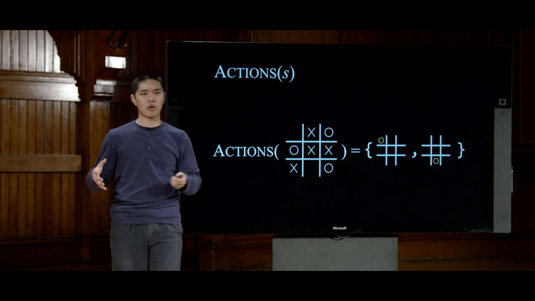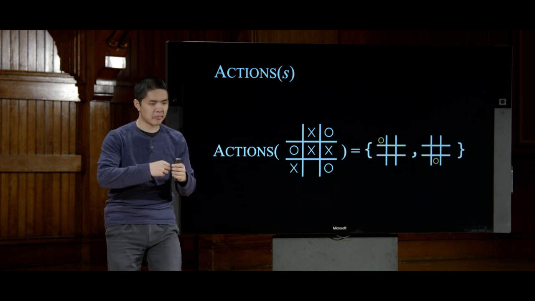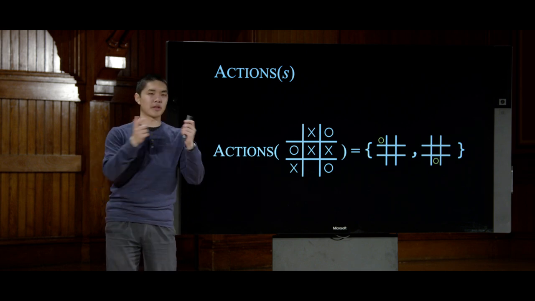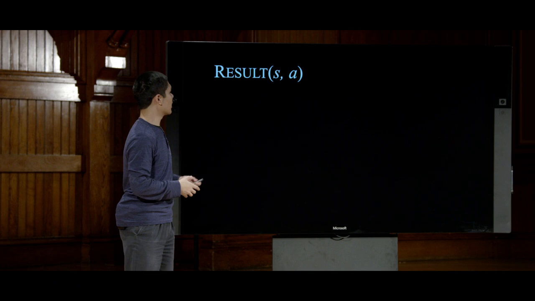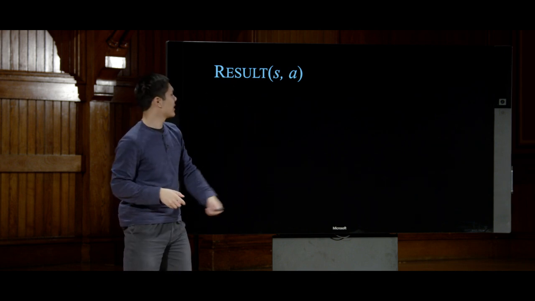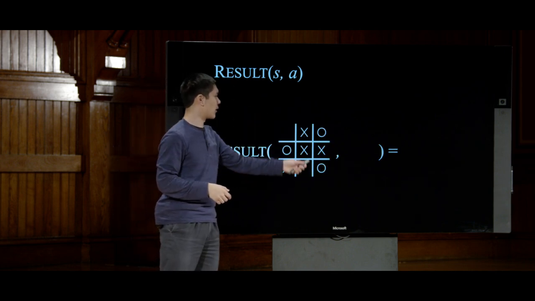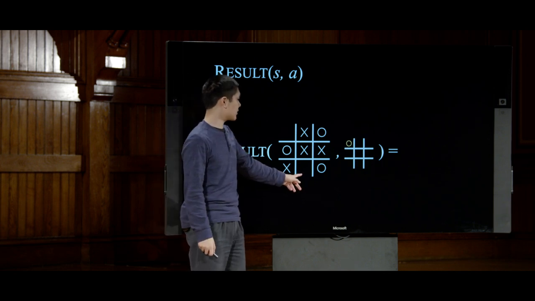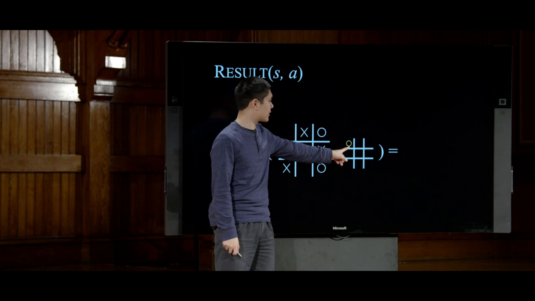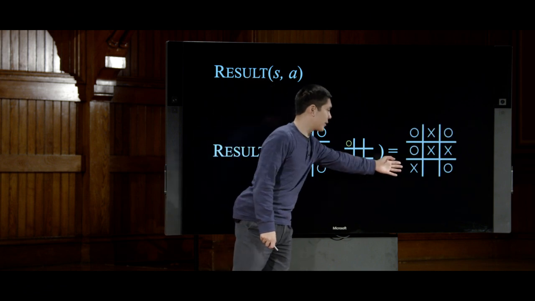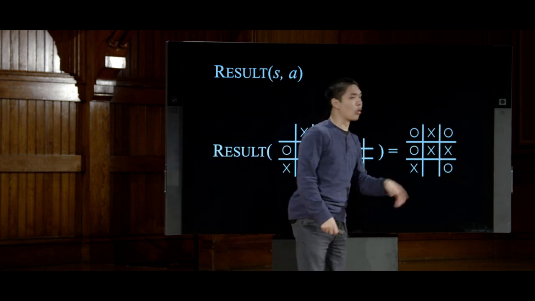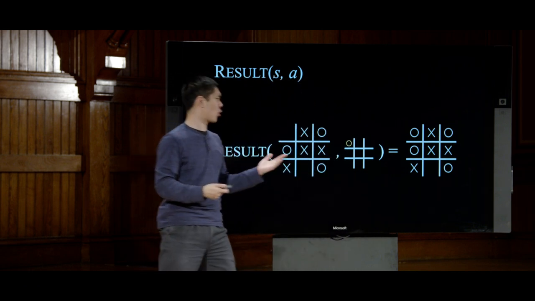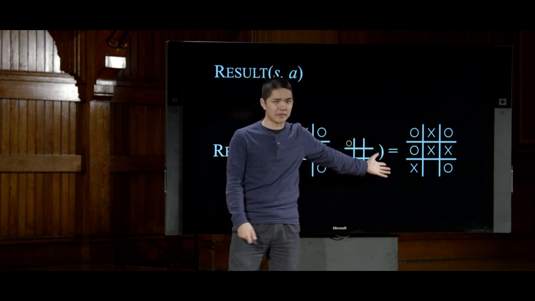Now, just as before, when we had states and actions, we need some sort of transition model to tell us when we take this action in the state, what is the new state that we get. And here, we define that using the result function that takes a state as input as well as an action. And when we apply the result function to this state, saying let's let O move in this upper left corner, the new state we get is this resulting state, where O is in the upper left corner. Now this seems obvious to someone who knows how to play tic-tac-toe. Like, of course, you play in the upper left corner, that's the board you get.